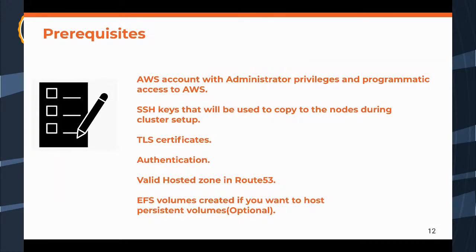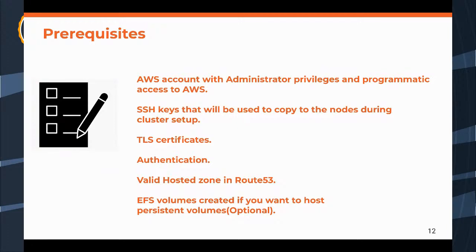So now that we have enough of theory, let's see what we need in order to install OKD. Basically, we need an AWS account with administrative privileges and programmatic access to AWS. One more thing I wanted to mention is the reason why we chose AWS over other cloud providers, which I would discuss in the upcoming slides. Coming back to this, we need SSH keys that need to be copied to the nodes if you want to log into the nodes, and TLS certificates. You also have to choose what kind of authentication you want in your OpenShift, and you also need a valid hosted zone in Route 53. That is one of the important things.